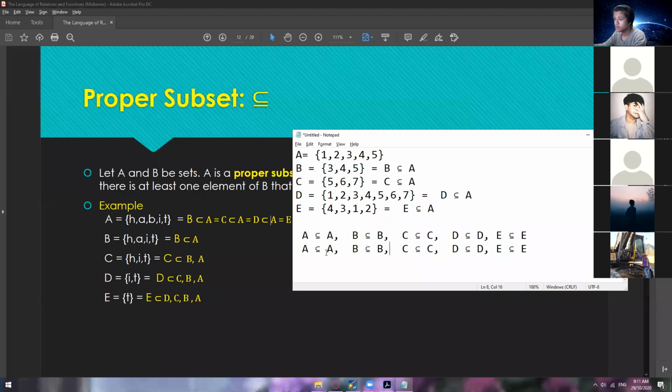Alright. Oops. Nangyari. Ano ba? Alright, so I think hindi ko mapalabas yung symbol ng proper subset. So ang lumalabas is letter C. A is equal to C. Hindi ko mapalabas. Anyway, is a proper subset. Ganito na lang gawin ko. Ayaw niya sa notepad.